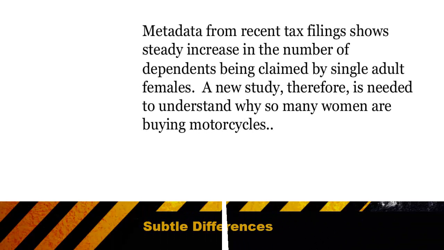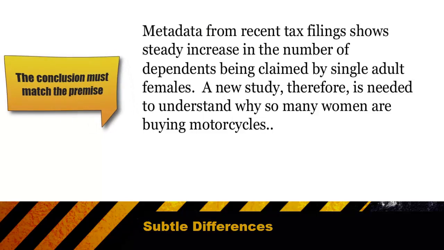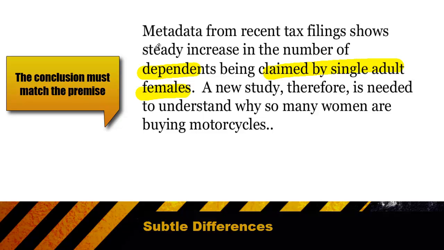When we are evaluating an argument for a potential fallacy, so often what we're really doing is checking to see if the conclusion matches the reason. One of the ways the conclusion cannot match the reason is if the conclusion subtly changes topics from the premise. Such as in this case, we start off with evidence about the number of dependents being claimed on female tax returns, and then we make a conclusion about women buying motorcycles.